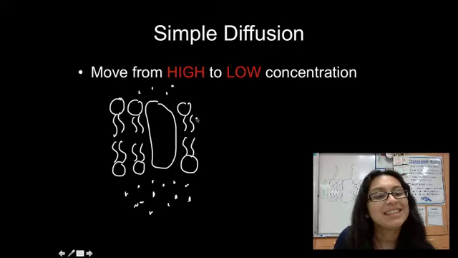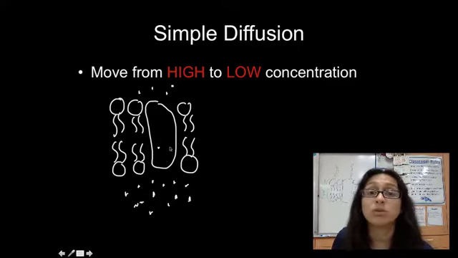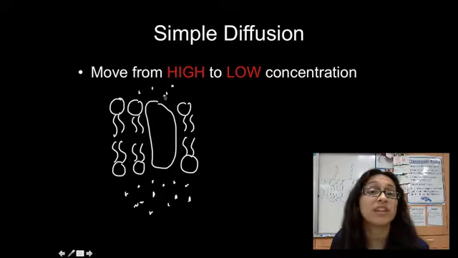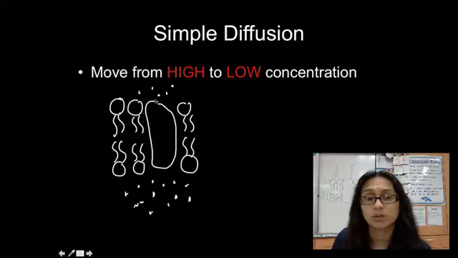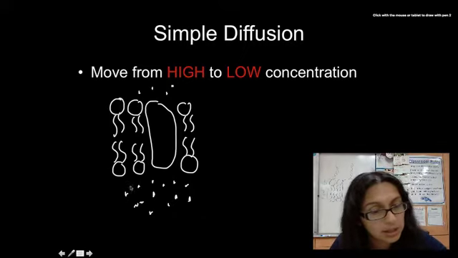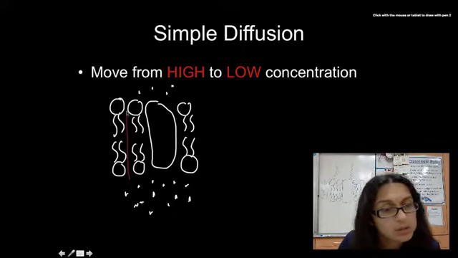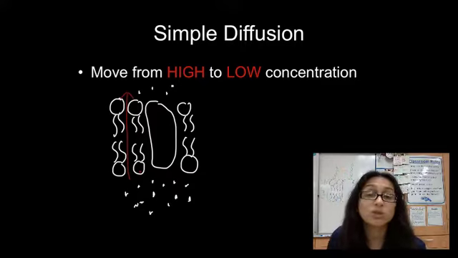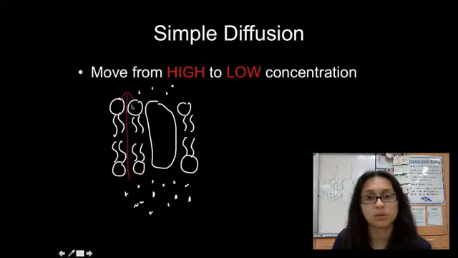So if there is a membrane that separates two regions and there's a high concentration on one side of that membrane and a low concentration on the other, the molecules are going to want to move from high concentration to low concentration. And in the case of simple diffusion, they're going to want to squeeze through the lipids here. So in simple diffusion, the molecules move from high concentration to low concentration by squeezing through the lipids. And this requires no energy. Molecules naturally want to move this way.